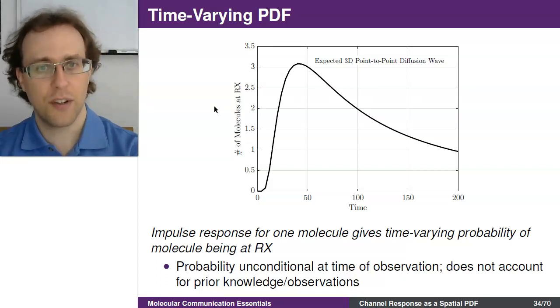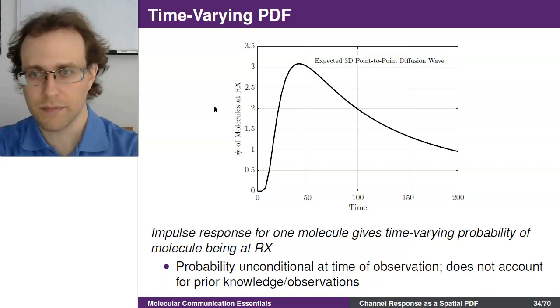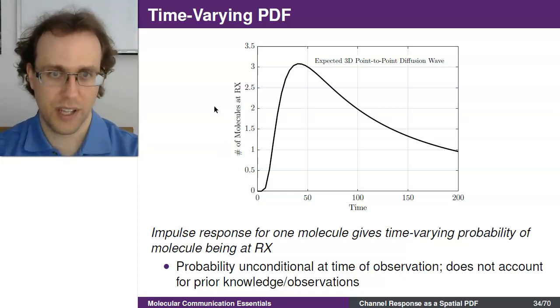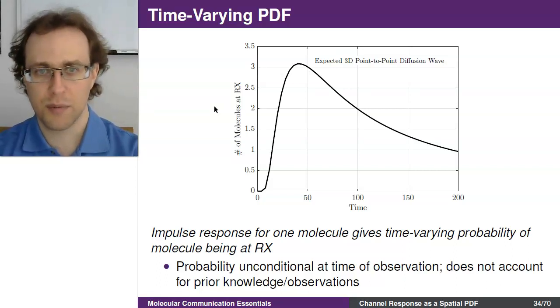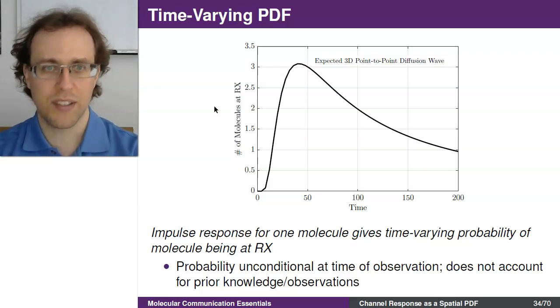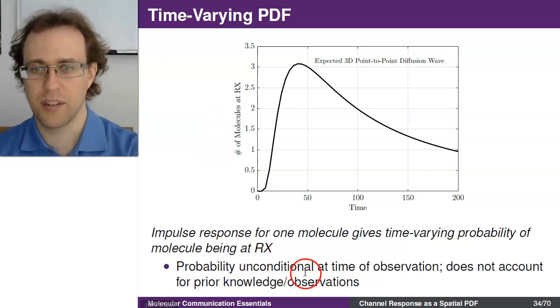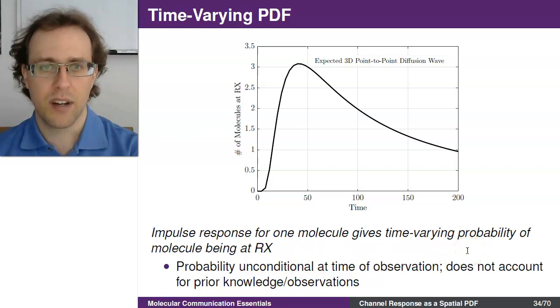Now, this is an unconditional probability and does not account for prior knowledge or observations. If you knew at some particular time that your molecule was inside the receiver because you had observed it, then some very short time later, it's quite possible that that molecule will still be inside that receiver. So you do need to note that these probabilities that we get from the impulse responses are unconditional.